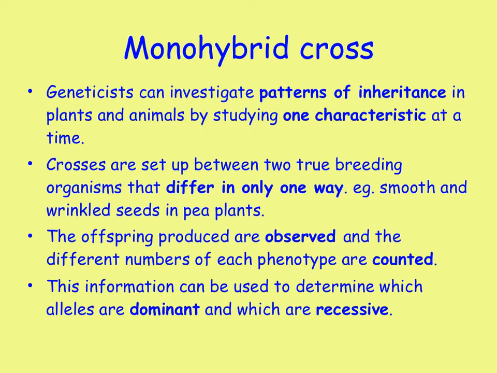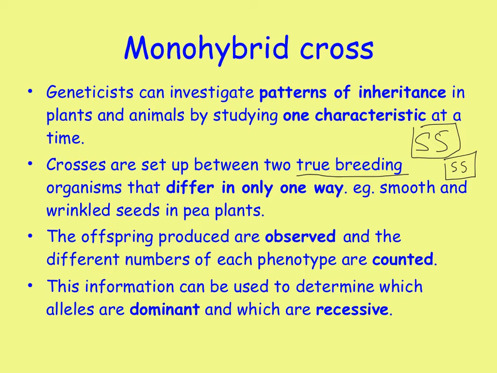Crosses are set up by true breeding. Now, by true breeding, what we mean is that the individual is homozygous for the characteristic. So, for example, looking at smooth and wrinkled seeds, then smooth is the dominant, wrinkled is recessive. So you'd be looking at a true breeding individual would have the two dominant characteristics or have the two recessive characteristics.